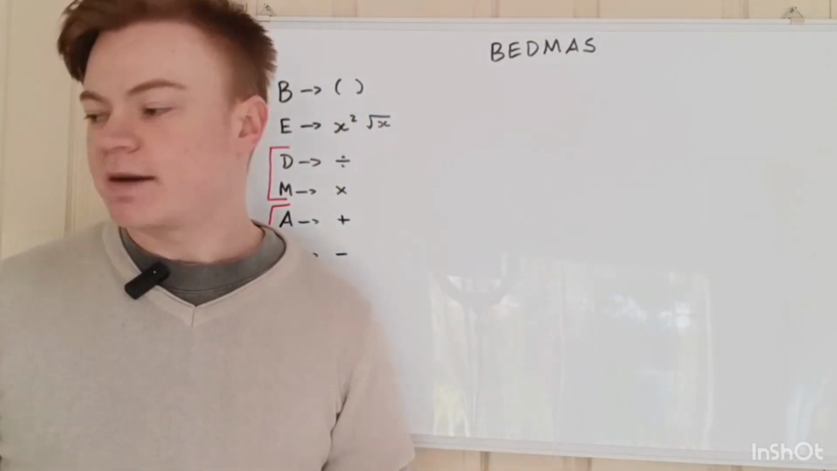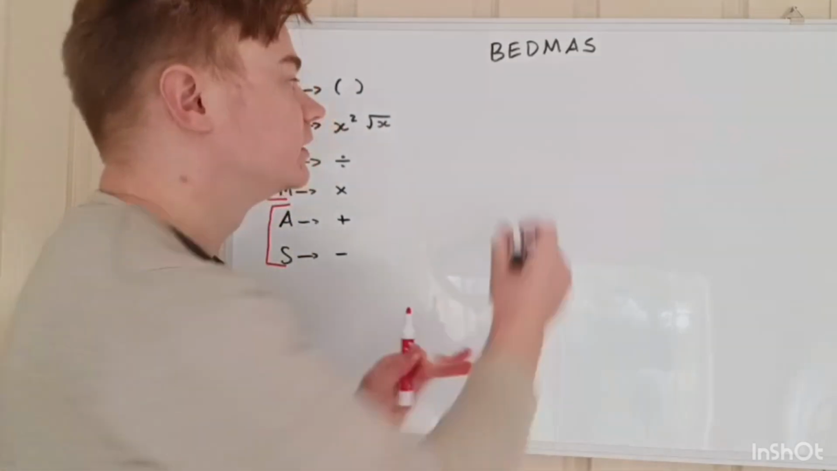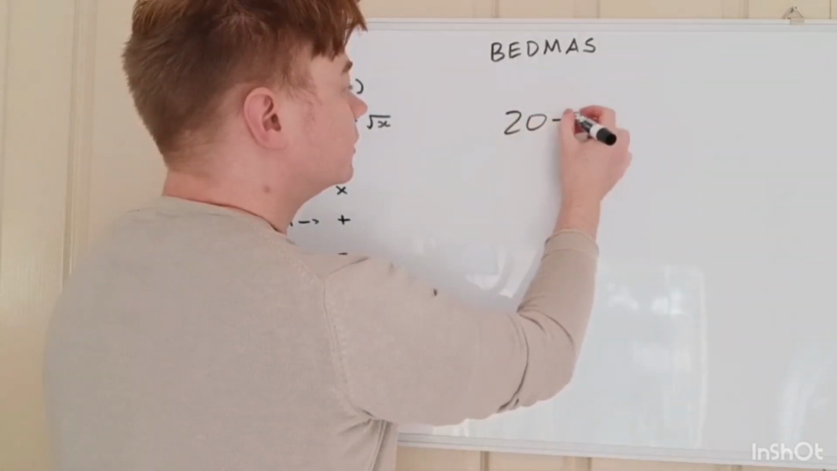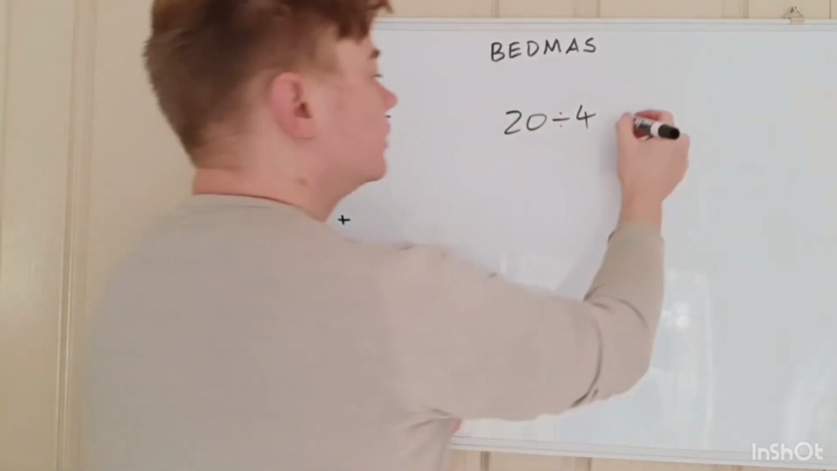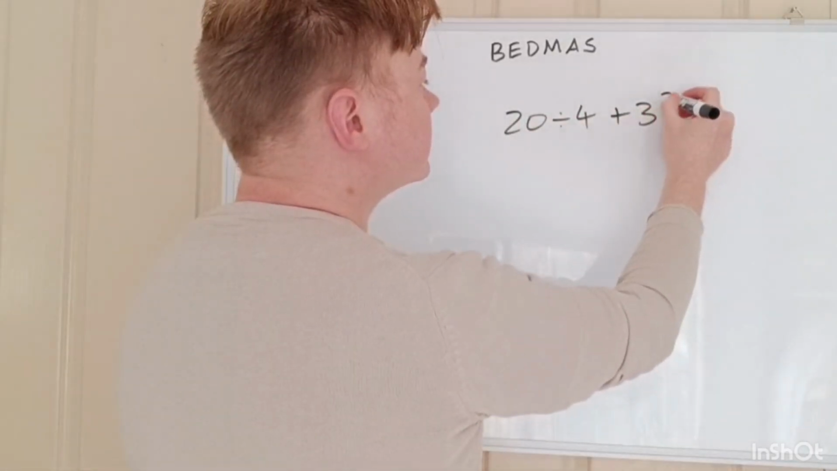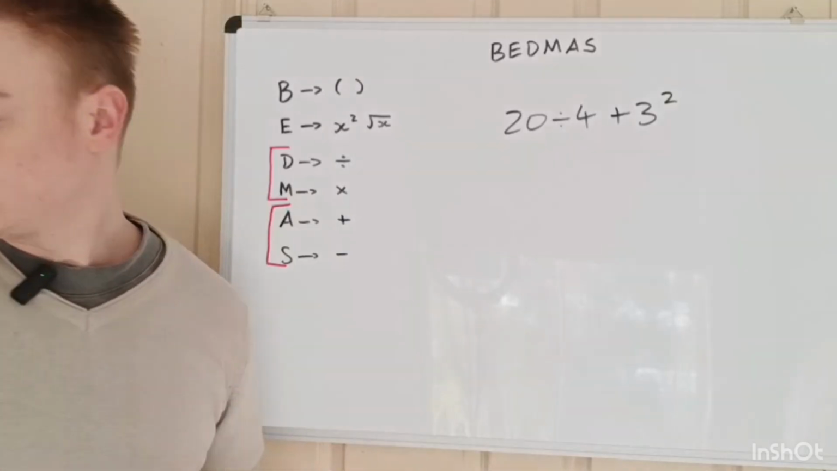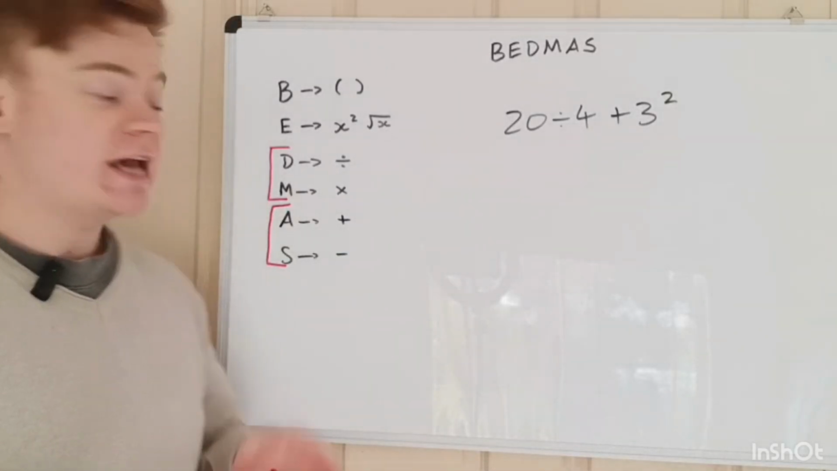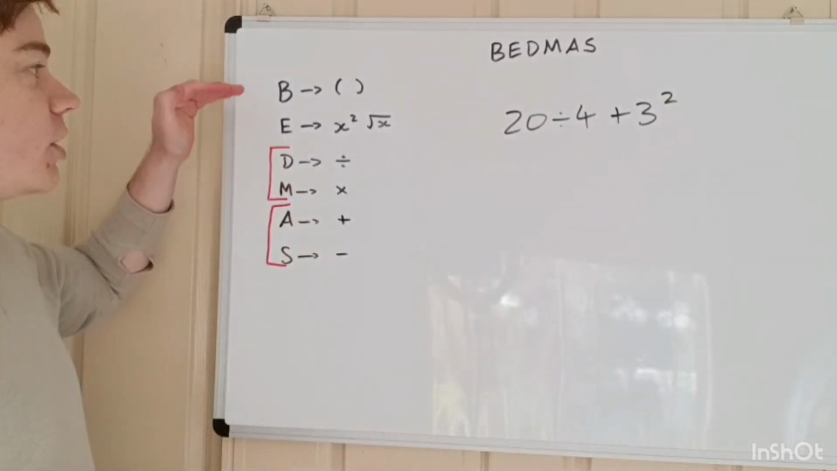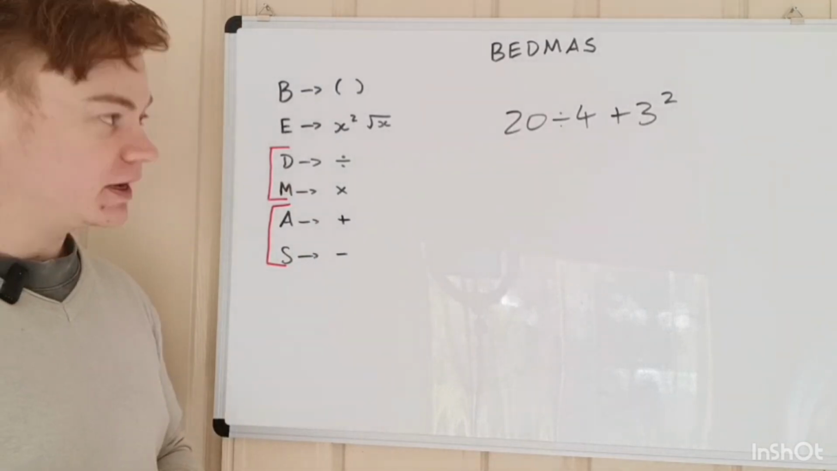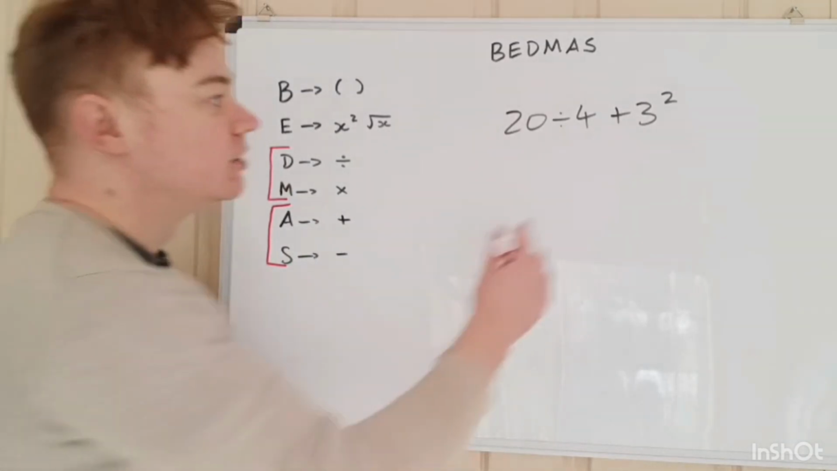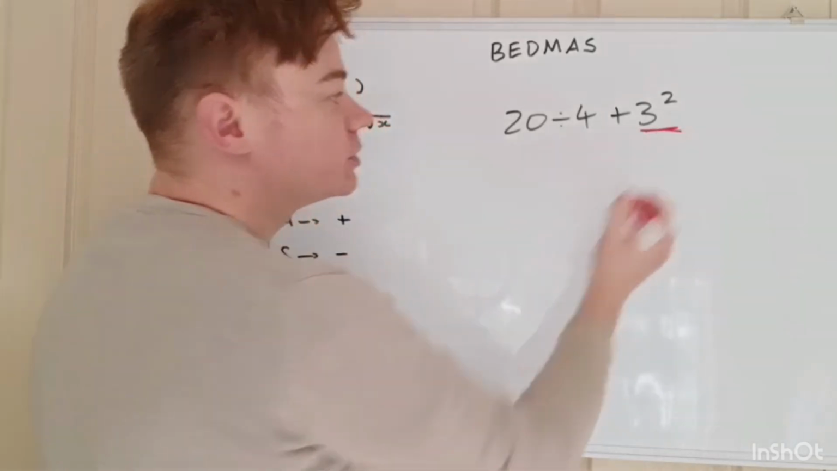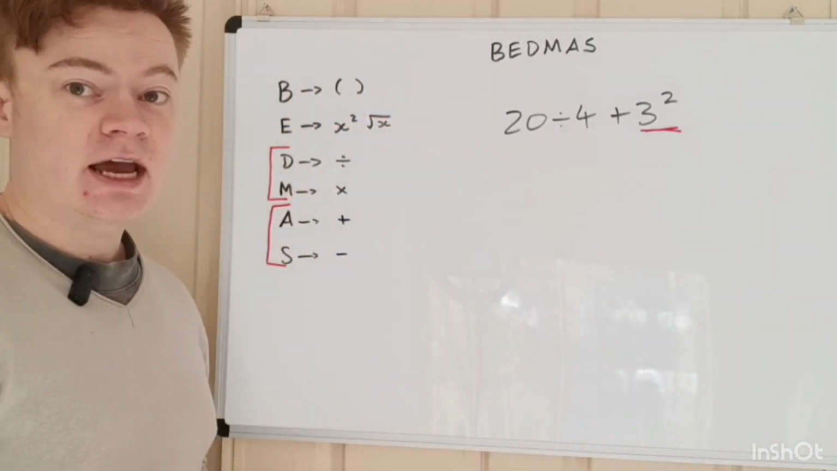Okay, the next example is going to be 20 divided by 4 plus 3 squared. So again, we'll go down our BEDMAS line. We don't have any brackets, so we can forget about brackets. But we do, however, have an exponent here. We do have 3 to the power of 2. So that's what we're going to do next.